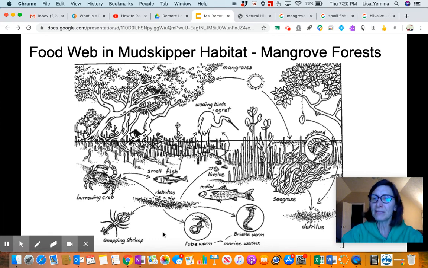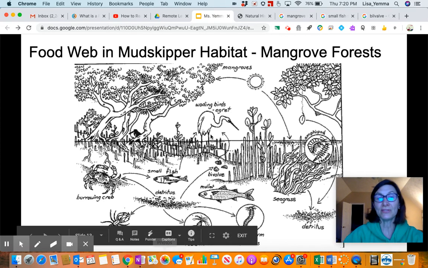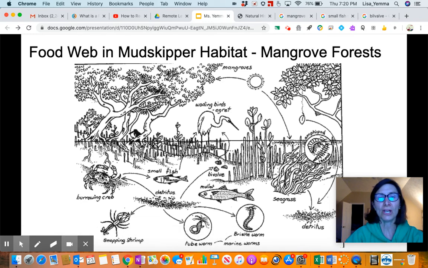So a lot of mudskippers live in mangrove forests. You'll notice in this image there isn't a mudskipper, but you'll notice I stole the detritus from this picture. That there, the seagrass, the leaves turn into detritus. This detritus can give energy to the shrimp. It gives energy to worms, a different kind of worm. Bivalves are like clams. It gives energy to crabs. Crabs can also give energy to small fish. Small fish can eat crabs.